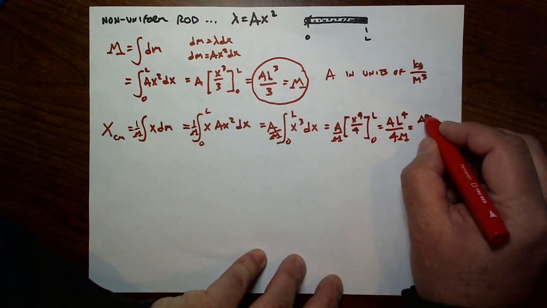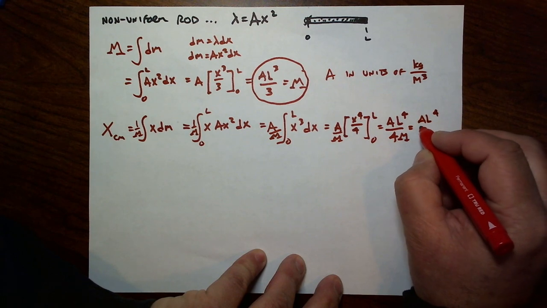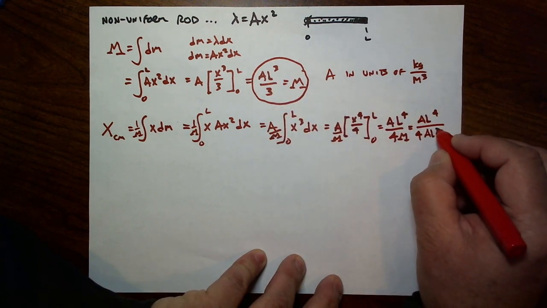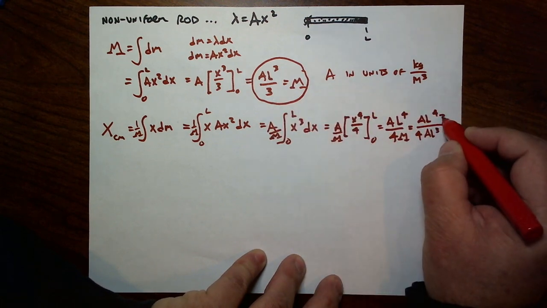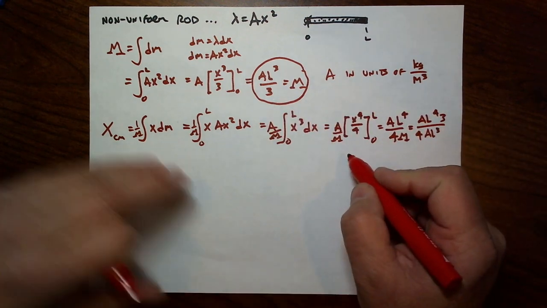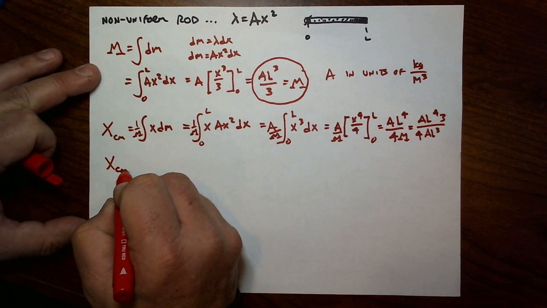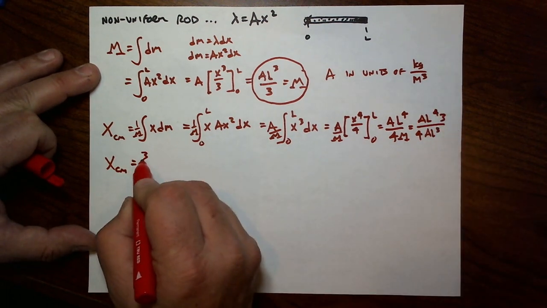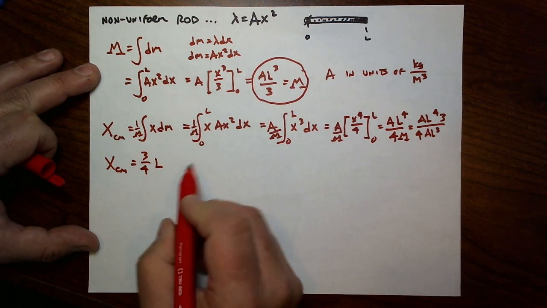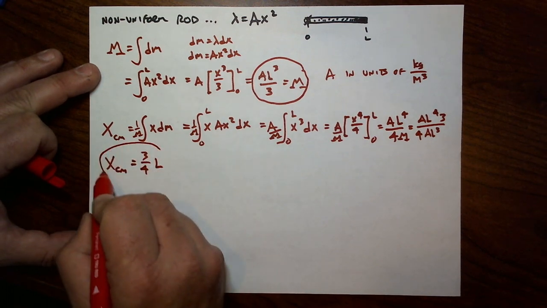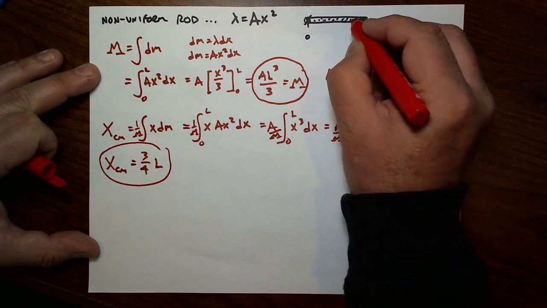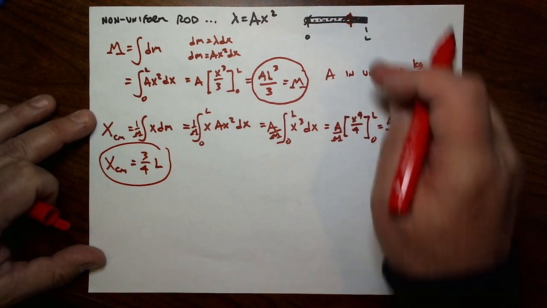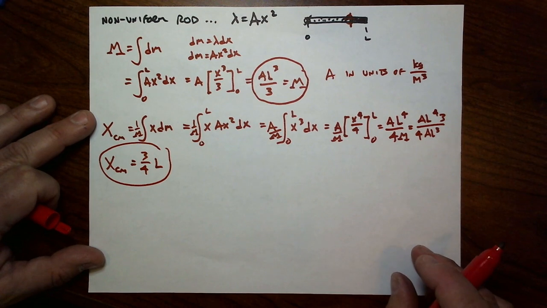So that's going to be a L to the 4th on the top and a 4 on the bottom, and then an a L cubed on the bottom and a 3 on the top, for a grand total of: the a's cancel, the L's almost cancel, 3/4 L. Well, that's interesting. Our center of mass is going to be here, about 3/4 of the way down. That makes a lot of sense. When one end is much heavier than the other, the center of mass shifts.